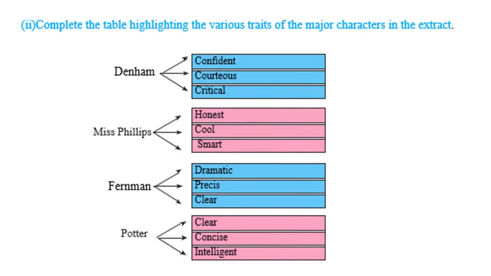Now in this question, complete the table highlighting the various traits of the major characters in the extract, which means what are the characteristics of these particular people: Denham, Miss Phillips, Furman, Potter. So you have to write the qualities of these people. About Denham, as we know, he was a confident boy, courteous and critical. Miss Phillips was an honest teacher, cool and smart. Furman was dramatic, precise and clear. Potter was clear, concise and intelligent.